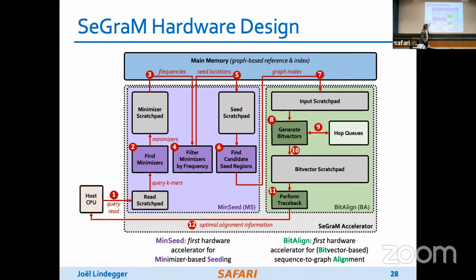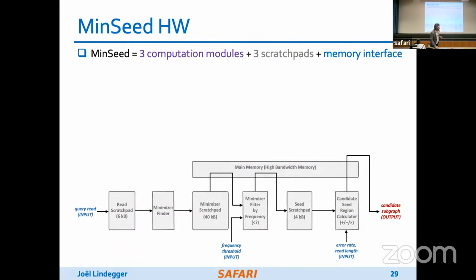We start with reads. We pull them through our minimizer algorithm to find short substrings that we try to match exactly in our hash table. Then we find candidate locations from that, so places in the reference graph that might map particularly well. And then we evaluate each of these locations in our sequence-to-graph alignment accelerator. Okay, so let's look at these two components in some detail.